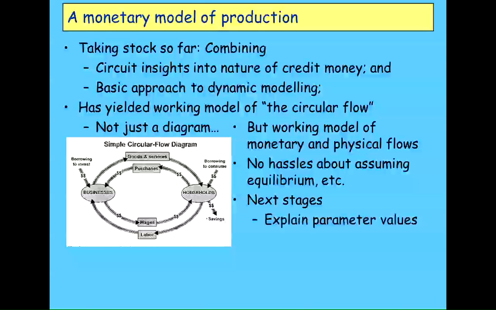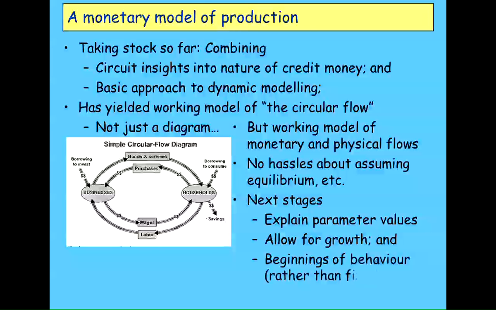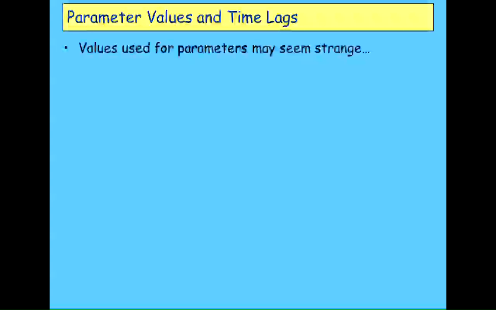So what I want to do now is explain where some of those parameter values came from, and then allow for growth. And also begin being behavioural, because what I have so far is just fixed parameters, a fixed rate of turnover, a fixed rate of consumption and so on. All those can be changed to variables to reflect changing behaviour in response to changing levels of values in the economy. Now some of the values look a bit weird.